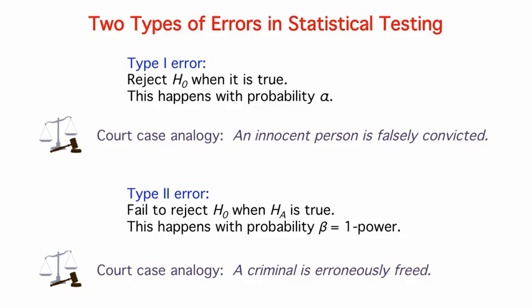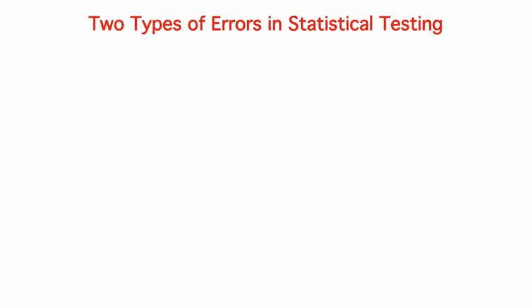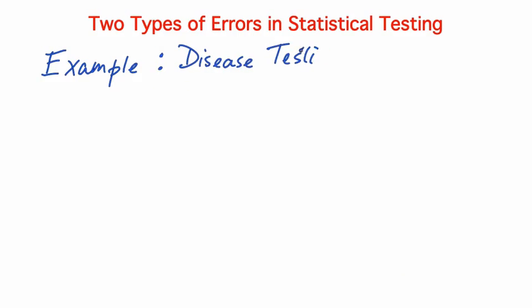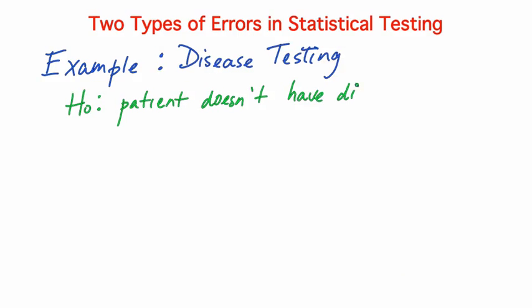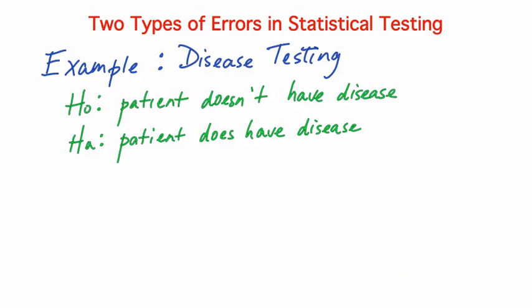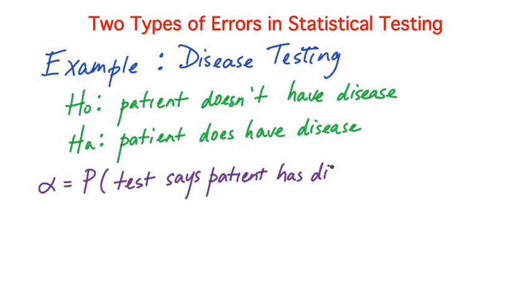But it is often a balancing act between the two types of error, and which is more serious can depend on the context. A medical analogy can illustrate this point. Suppose we have a diagnostic medical test for determining whether a patient has a disease or not. The null hypothesis will be that the patient doesn't have the disease, and the alternative will be that the patient does have the disease. Then a type 1 error would occur if the test says that the patient has the disease, that is, rejects the null hypothesis, when in fact the patient doesn't have the disease.